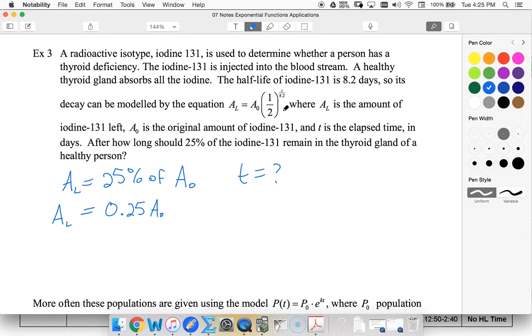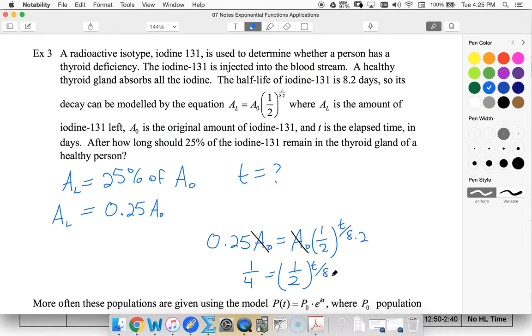So now I'm going to come to my equation, plug in what I know. I want 0.25 of the initial amount. I don't know what the initial amount was, but that doesn't matter. Times 1/2 to the t divided by 8.2. When I divide both sides by my initial amount, it cancels out. That's why it doesn't matter how much I had initially. So now I've got 0.25, that's the same as 1/4, equals 1/2 to the t divided by 8.2.